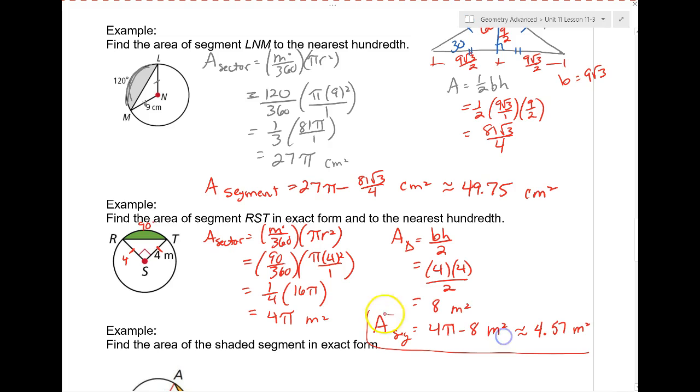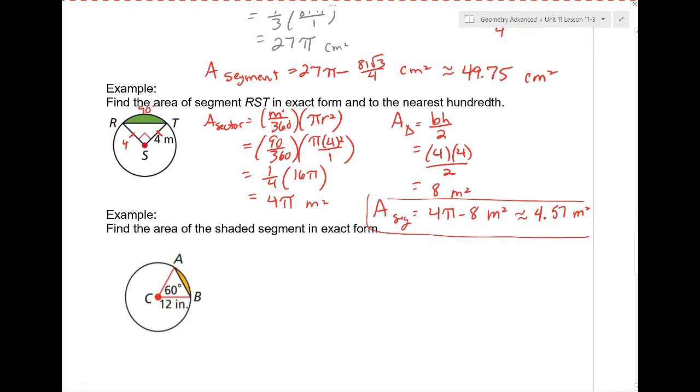All right. What do you guys think? Easy? All right. You guys want to try the next one? Yes. All right. Try the next one. I have a feeling there's not going to be a problem finding the sector area. Segment, maybe a little bit more, but sector, not an issue.